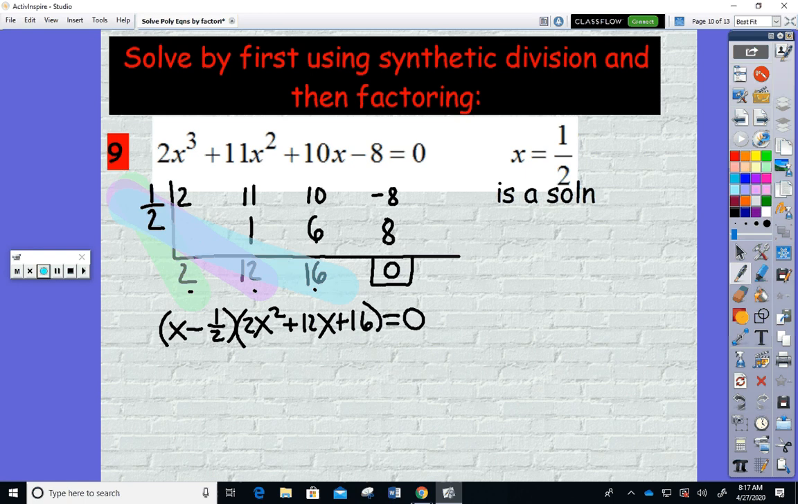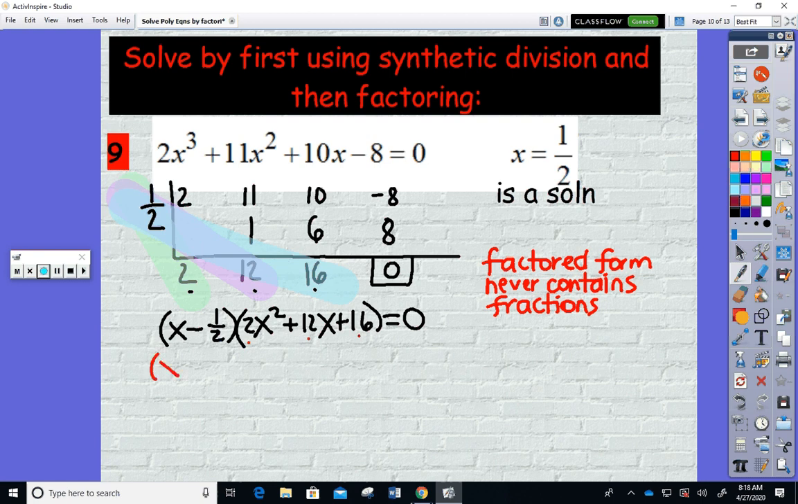Now, here's the problem. Neither factor is correct because factored form never contains fractions. So my first factor is wrong because I've got fractions in it. My second factor is wrong because I've got 2, 12, and 16, which means there's a GCF to pull out. So this is how this works, guys.